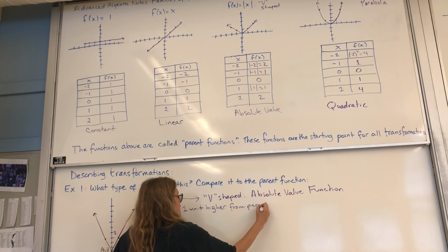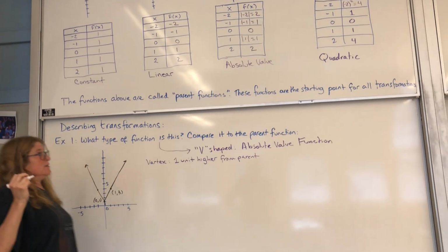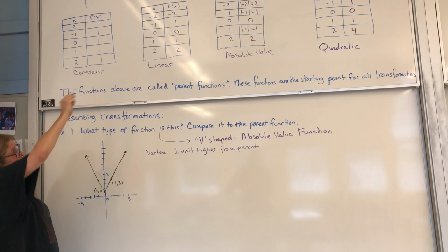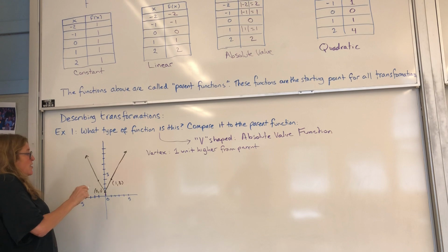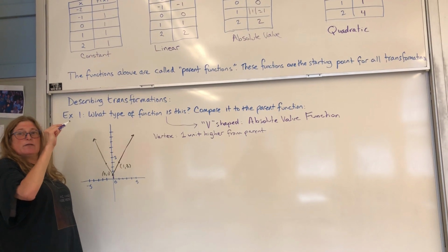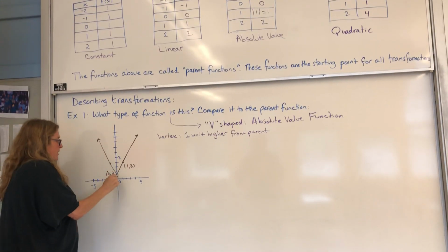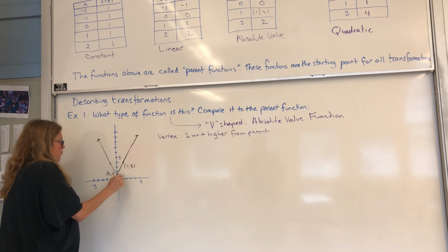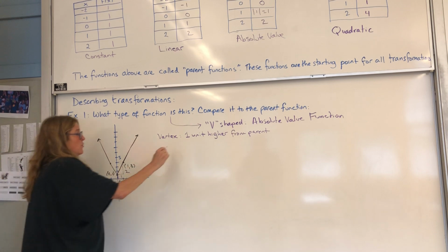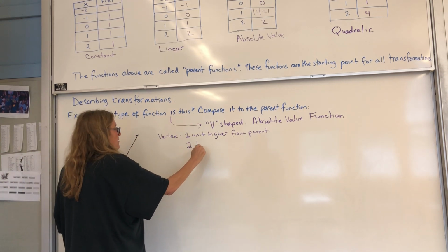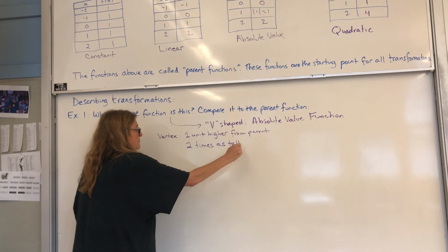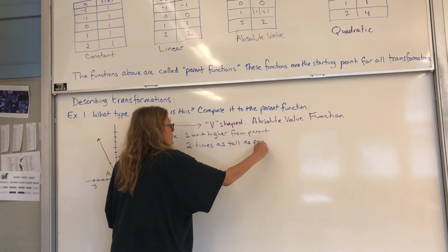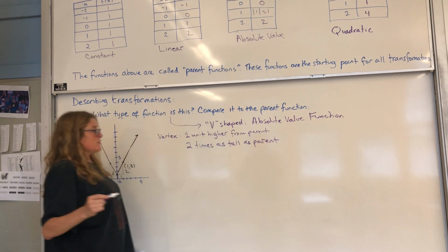And then if you notice something else, this one's a little trickier to notice. If I look at the distance between the vertex and the next point, I notice on the parent, it's just over 1, up 1, over 1, up 1. But let's look at this. This one's over 1, up 2. So this one is twice as tall. So there are some changes. So it is true that it's absolute value.